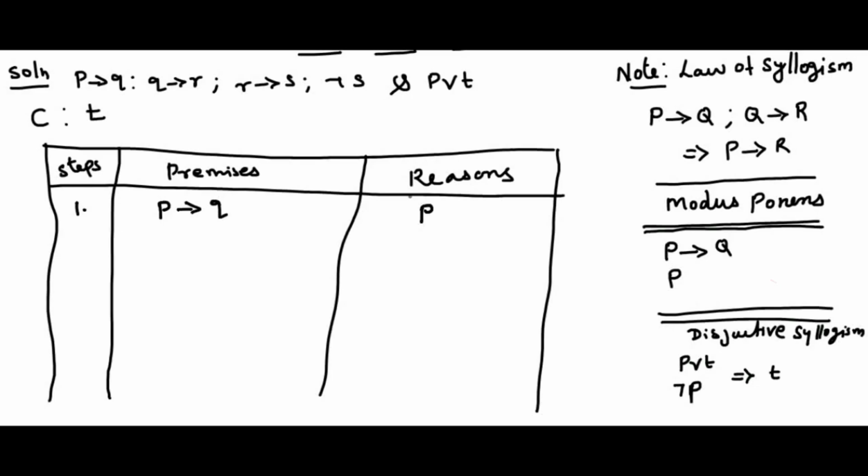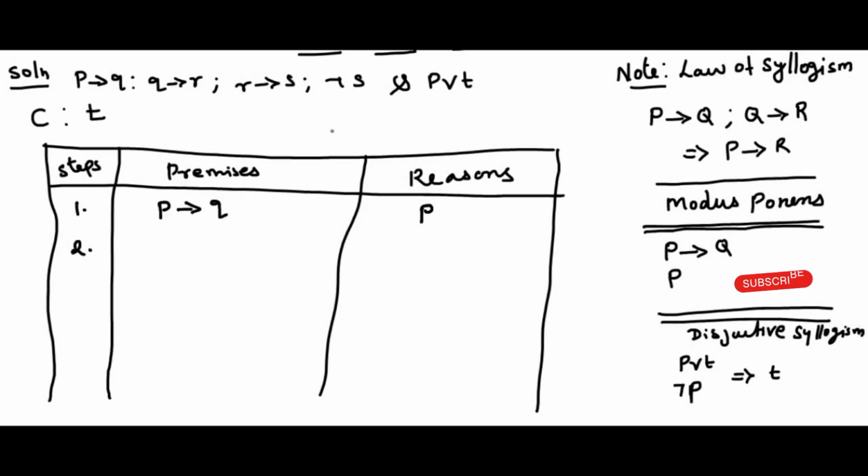What is our target? Using these premises, we are going to prove T only. If it is possible, we directly write the T answer, the conclusion. Otherwise, we consider the remaining premises. In the first premise, we see only 2 variables: one is P, another one is Q. But we need to prove the T variable. There is no T variable. So I am going to consider one more premise, that is step number 2.